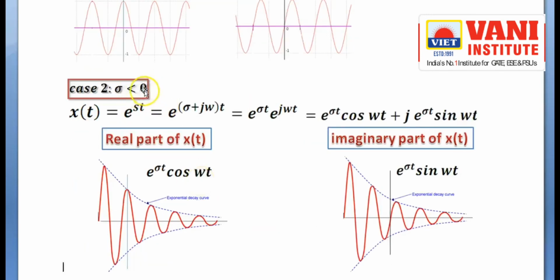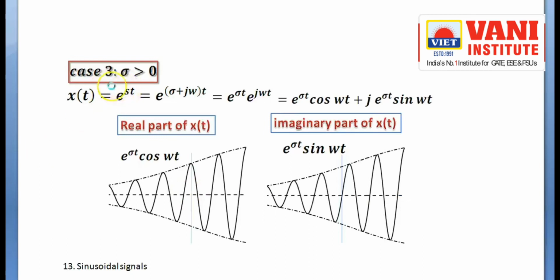When sigma is less than 0, if sigma is negative, it is a decaying exponential. So the decaying exponential is multiplied with cos and with sine. This is the real part of the signal, this is the imaginary part. Since e power j theta means cos theta plus j sin theta, it is like this. It's like a cosine waveform, but the amplitudes will reduce. It's like sine, amplitudes will reduce. This is the imaginary part and this is the real part.